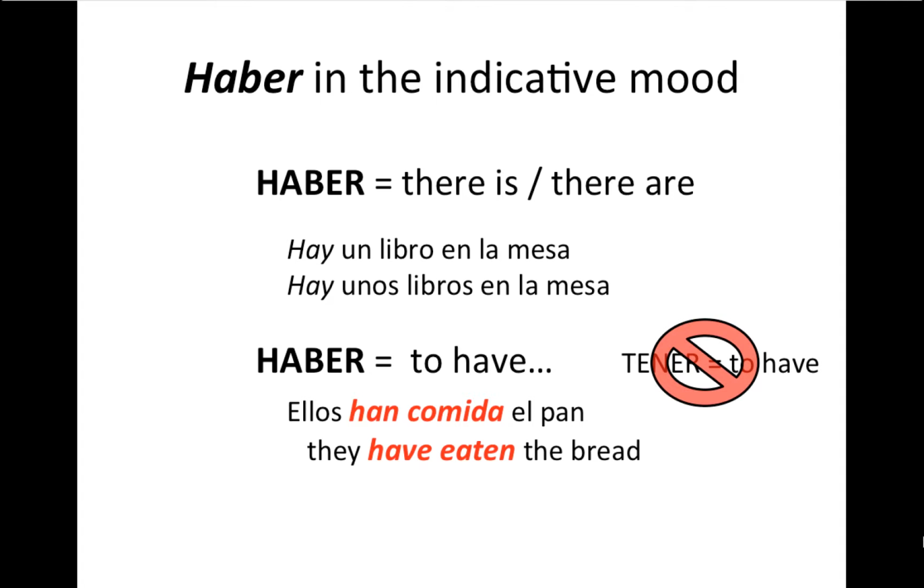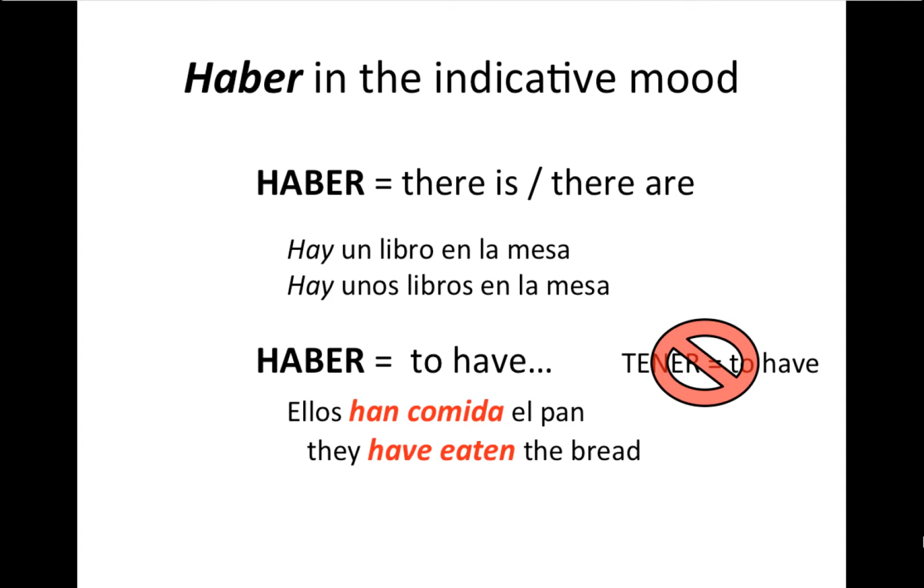Now this have is different than tener. We don't use the verb tener when we want to express a past action that has happened, such as I have eaten the bread. We would not say ellos tienen comer el pan. So when we're using it with the past participle of comer as comido, then we use the verb haber.